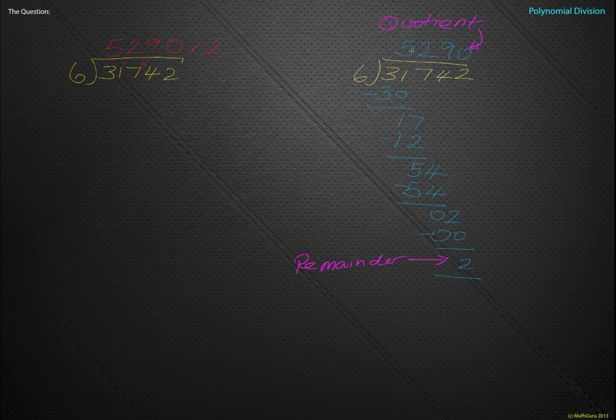Seems a bit weird at the moment, but what I need you to think of is that we have now decided that the number 31,742 is the same as 6 multiplied by 5,290 with a smidgy little bit over. So again, 31,742 is the same as 6 times 5,290 plus that squidgy bit at the end.